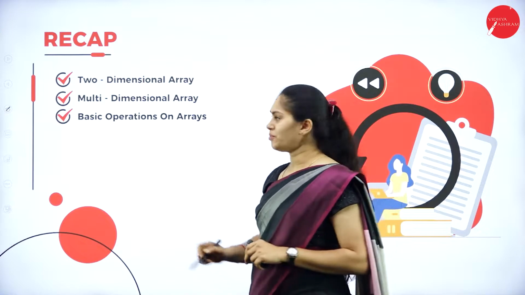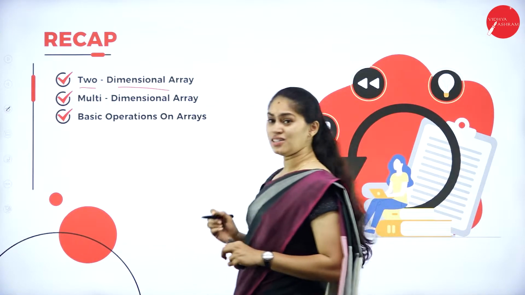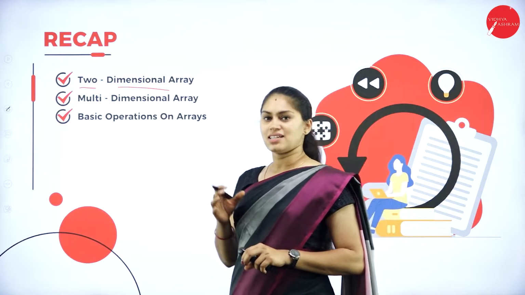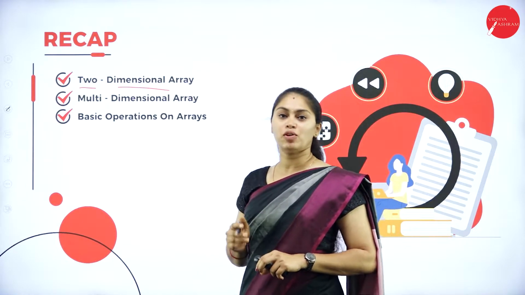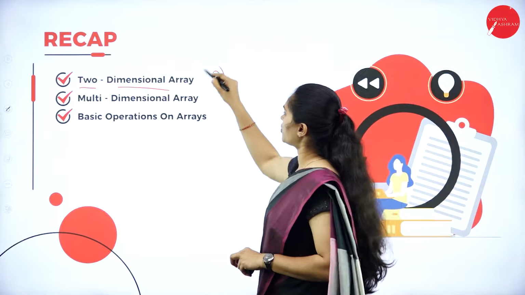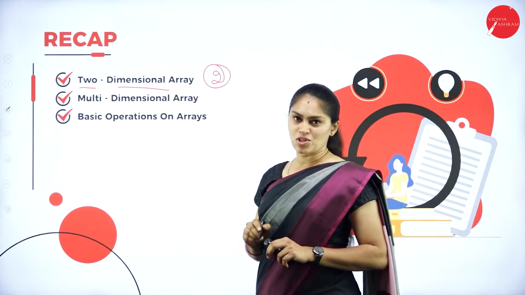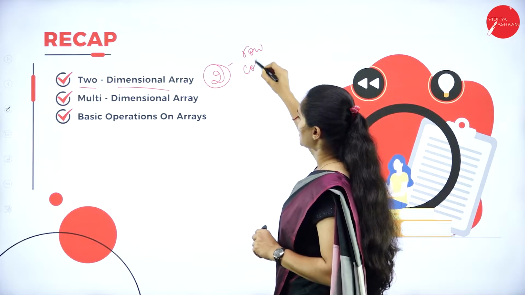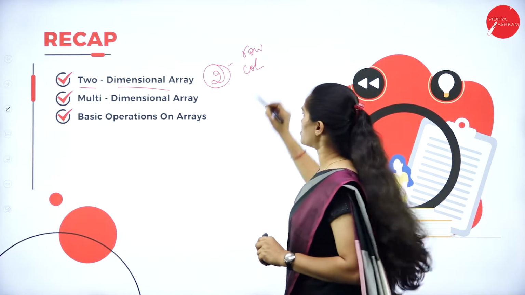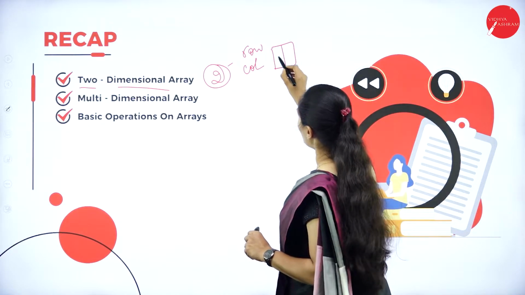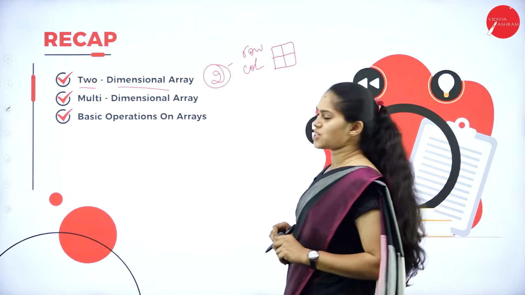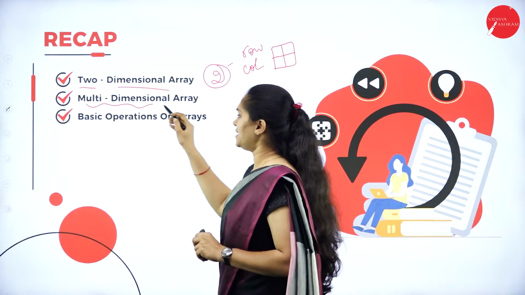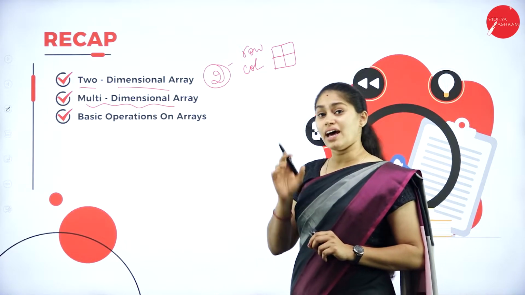In the previous session, we had a discussion regarding the two-dimensional array. So what do we mean by a two-dimensional array? If you are accessing the elements of an array with the help of 2 subscripts, then we call that a two-dimensional array. One subscript specifies the row and another subscript specifies the column. So it will be in the formation of a table, because rows as well as columns will be there. And we have also learned regarding the multi-dimensional array. It's an array of arrays.